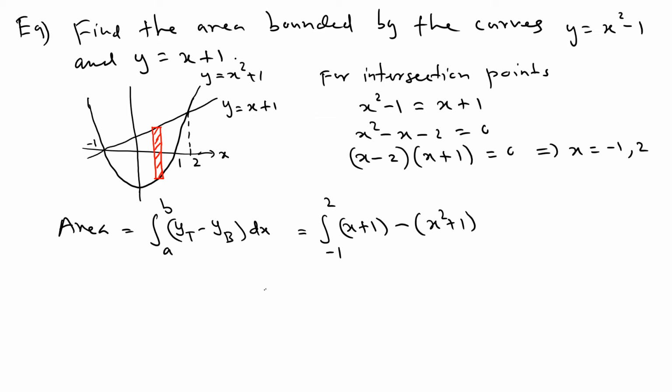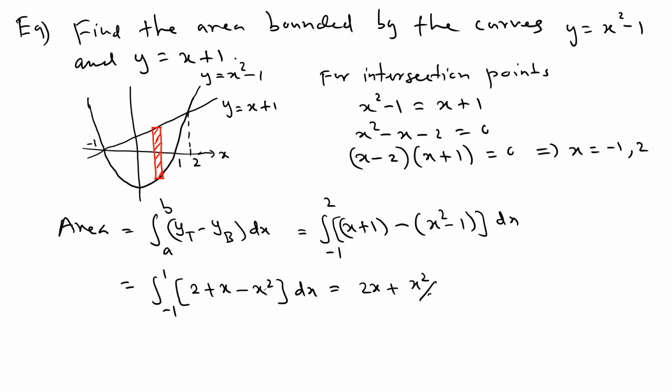Actually, it's not x squared plus 1, it's x squared minus 1, because it can be x squared plus 1 minus 1. And here also x squared minus 1. Okay, and then you can see we can simplify inside, so it is negative 1 to 2. If you simplify inside, what do you get? You're gonna get the integral of 2 plus x minus x squared dx. It's very easy to integrate, so you get 2x plus x squared over 2 minus x cubed over 3.